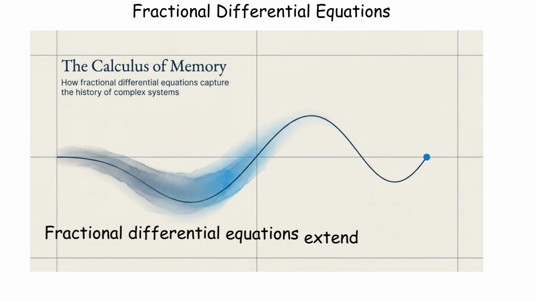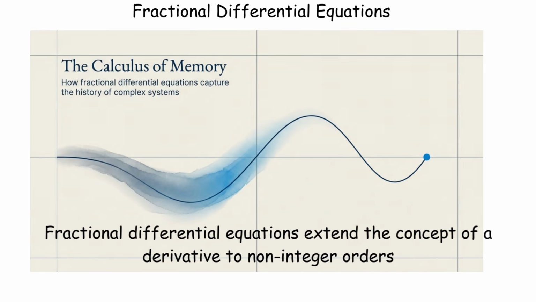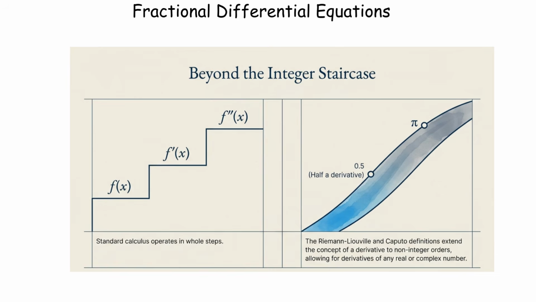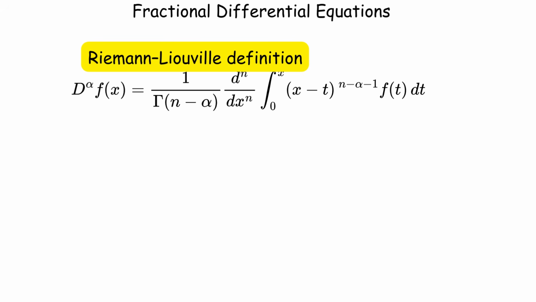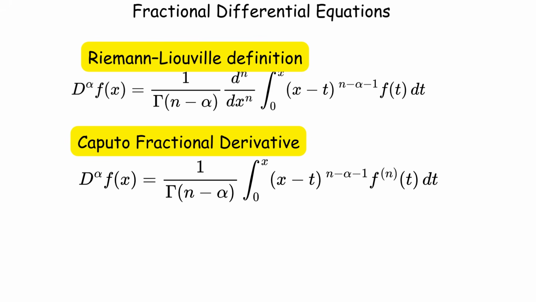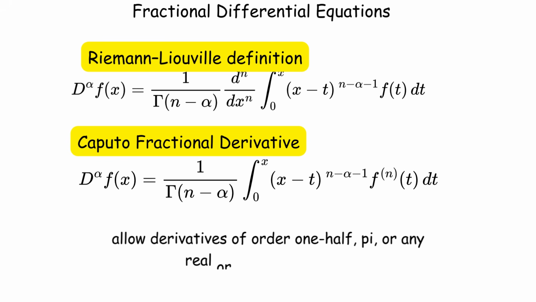Fractional differential equations extend the concept of a derivative to non-integer orders. Just as it is possible to take half an integral, the Riemann-Liouville and Caputo definitions allow derivatives of order 1/2, pi, or any real or complex number. This may sound like a mathematical abstraction, but it has deep physical significance.